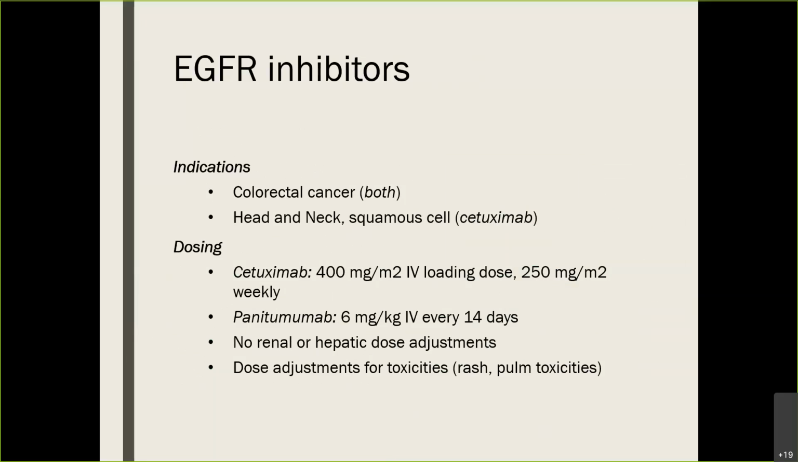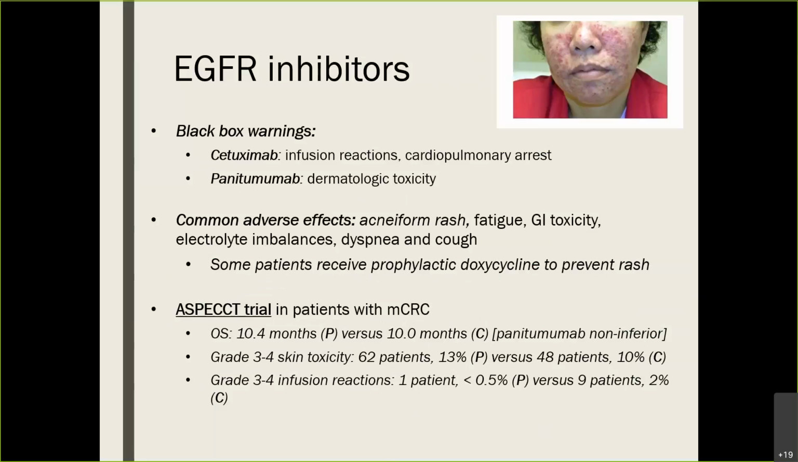Cetuximab is 400 milligrams per meter squared as a loading dose, and then a weekly 250 per meter squared, whereas panitumumab has a more patient-friendly every 14 days dosing. And we do have significant dosing considerations for pulmonary toxicities as well as rash. And as we talk about rash, here's a really classical example of an EGFR inhibitor-induced rash, acneiform, significant, but also significant from a patient's perspective. They certainly don't like this rash. They don't want to walk around with it on.